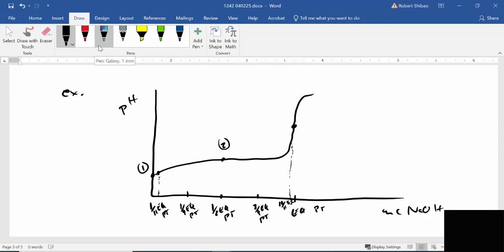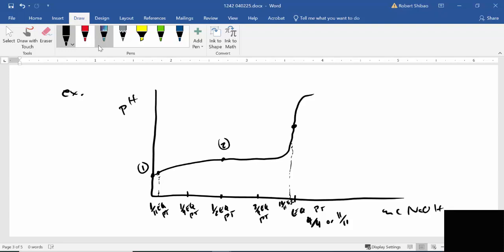So the equivalence point is going to be the 4 out of 4 or the 11 out of 11. That would be the full equivalence point here. The 4/4 or the 11th. And those will be good.